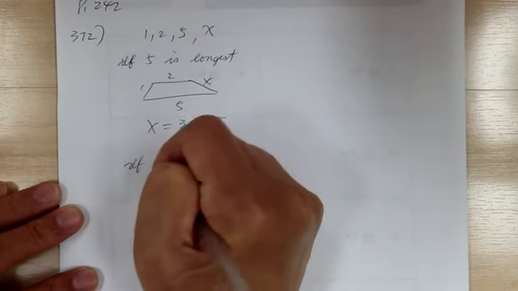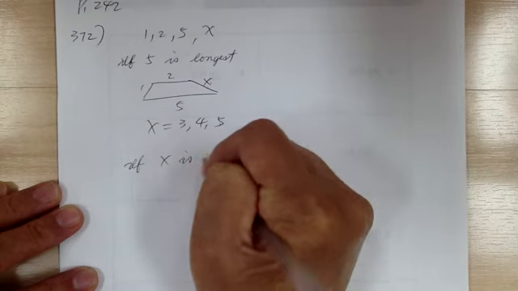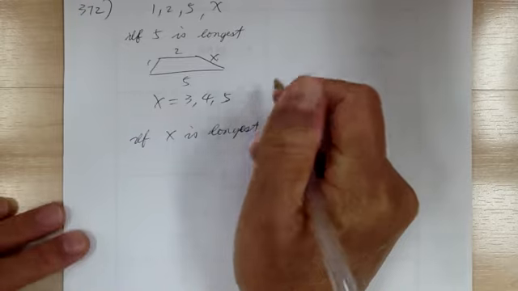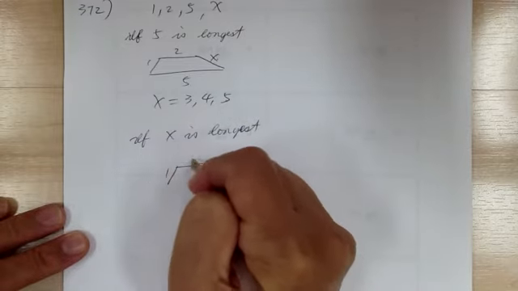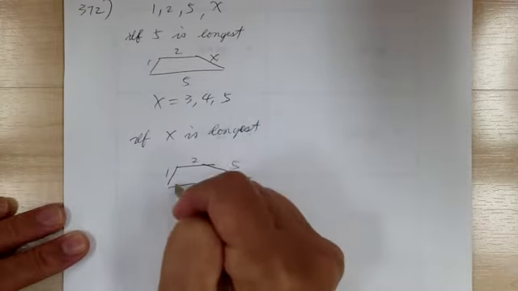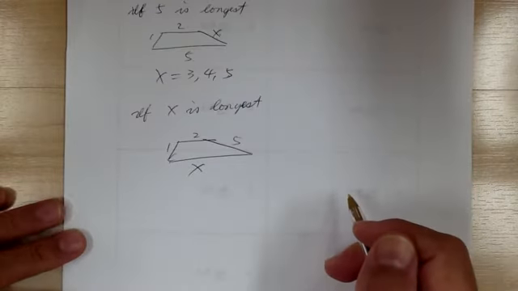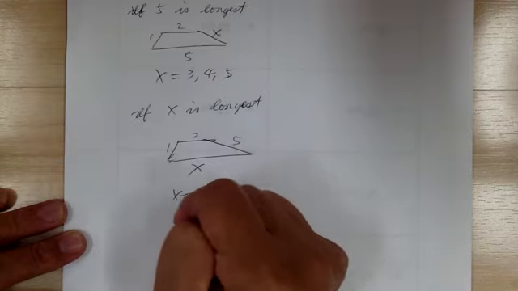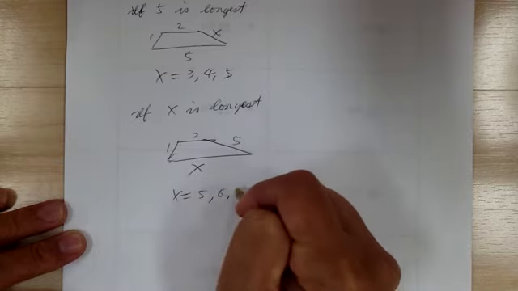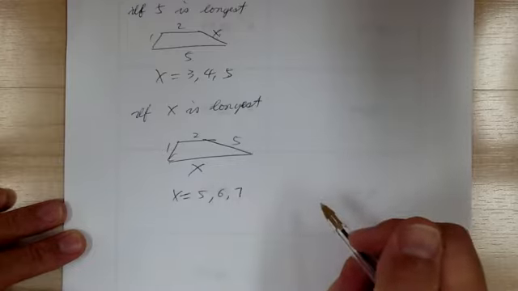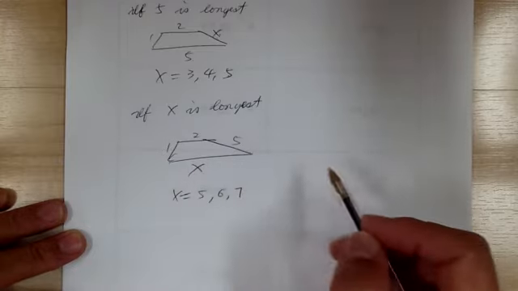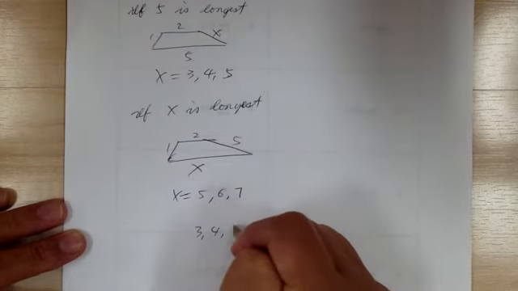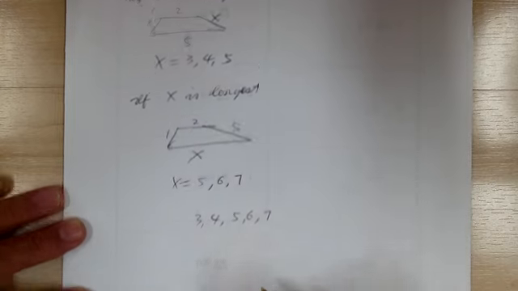Now, if x is the longest, then you have this kind of situation. You've got 1, 2, 5, and x. So again, the sum of these has to be greater than x. So x can equal 5, 6, and 7. It cannot be equal to 8, because then you won't have a quadrilateral. So the possibilities would be 3, 4, 5, 6, 7.